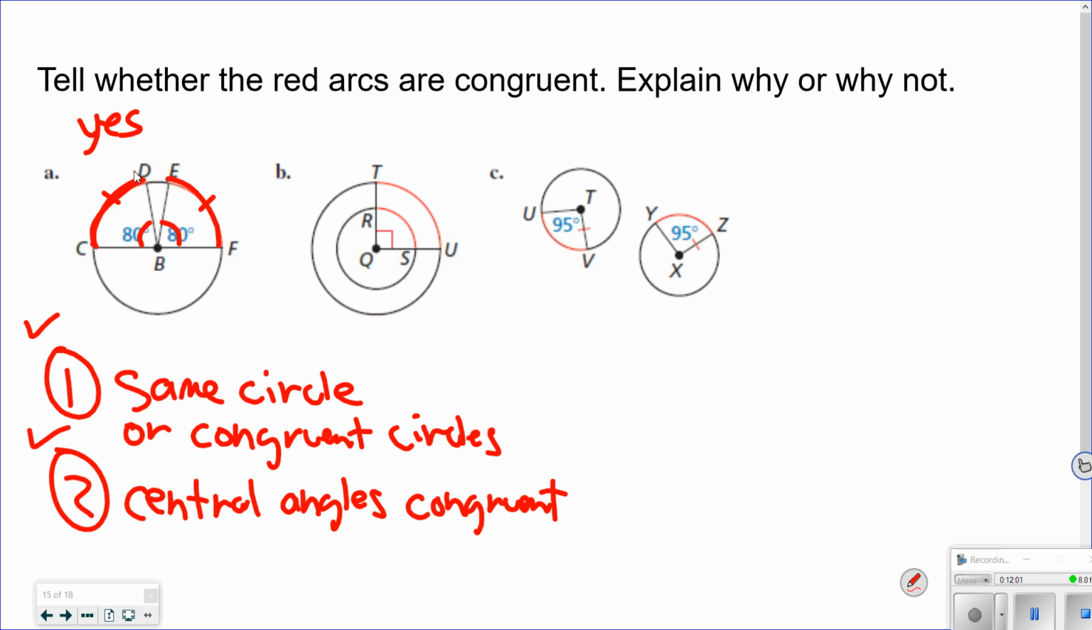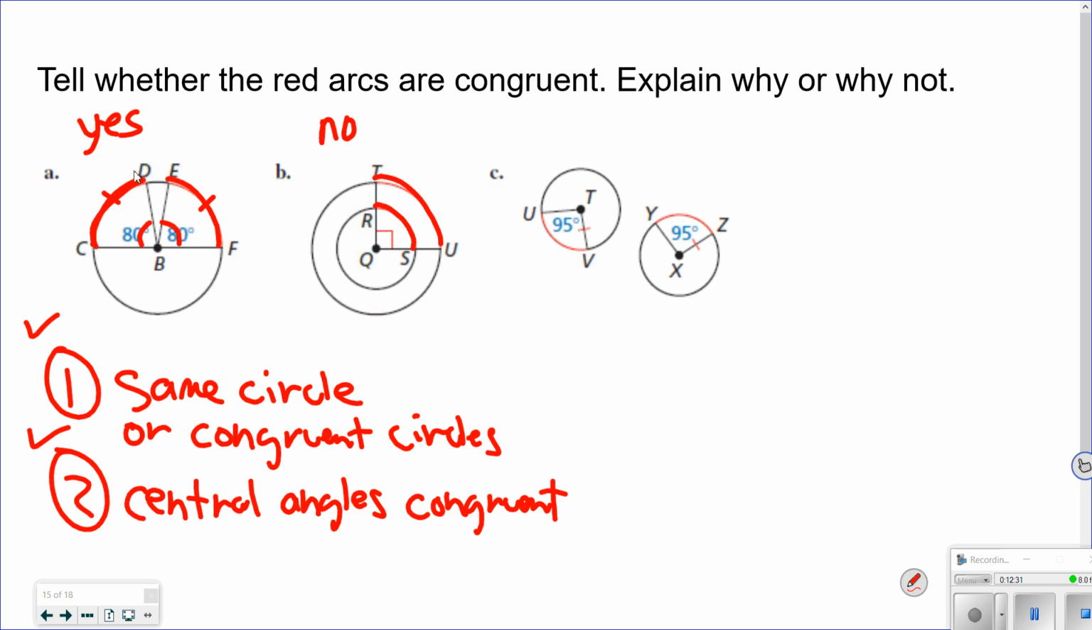Okay, B, if you look at that one, this is my one red arc, that's my other one. Are those two congruent to each other? Well, the first requirement is they have to either be the same circle, or they have to be congruent circles. These are not congruent circles, right? You got a smaller circle and a bigger one, they're not congruent. So it doesn't meet the first requirement, so the answer is no. And my reason would be the two circles are not congruent.